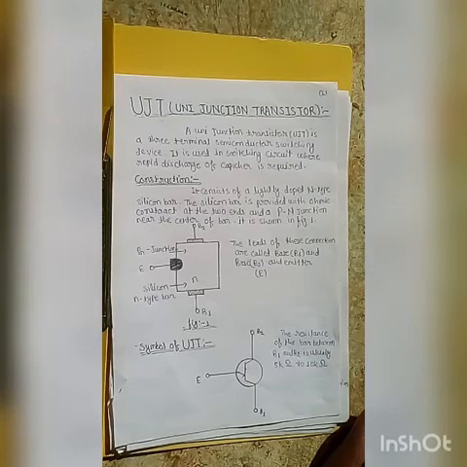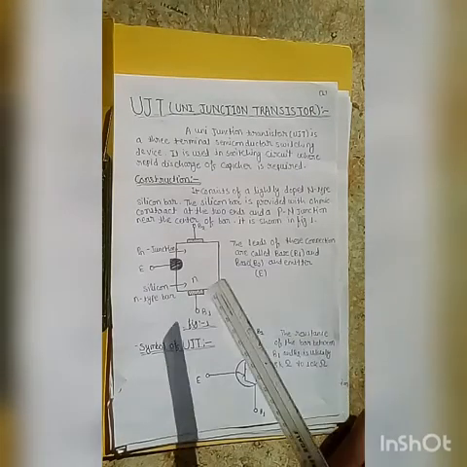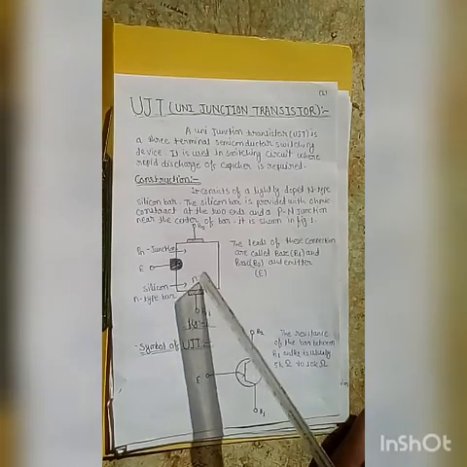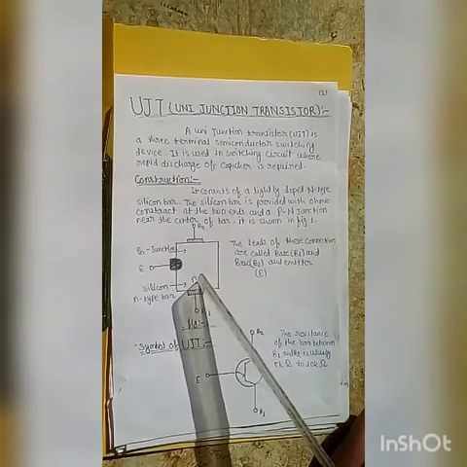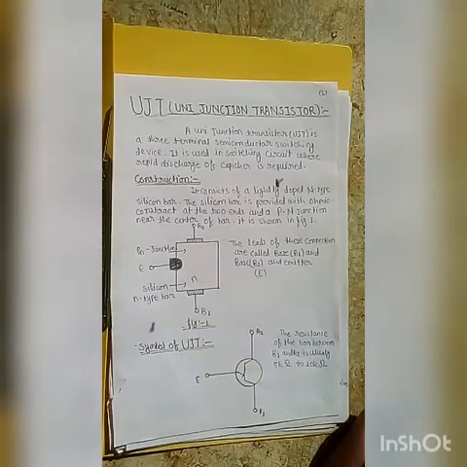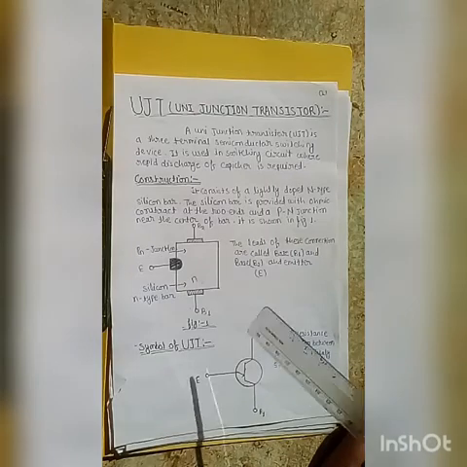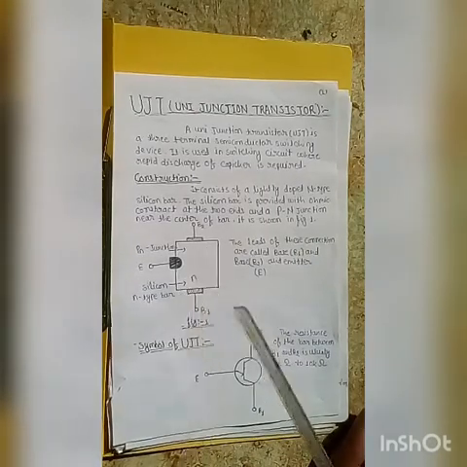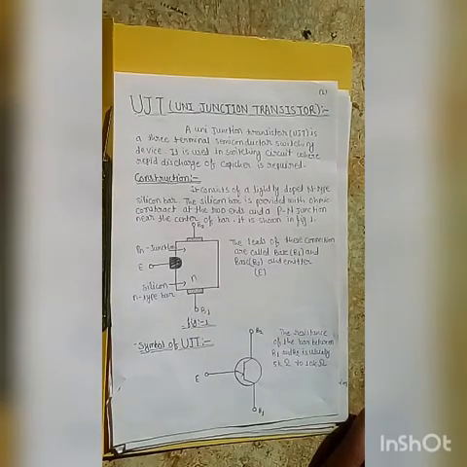It consists of a lightly doped n-type silicon bar. The n-type silicon bar is lightly doped, and the silicon bar is provided with ohmic contacts at the two ends and a p-n junction near the center of the bar.